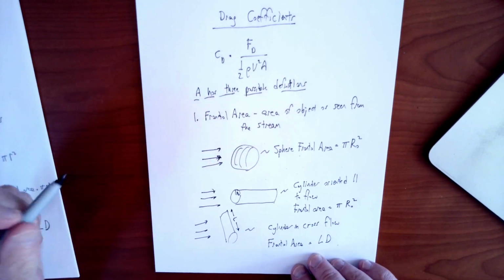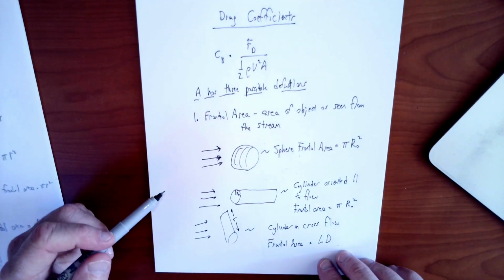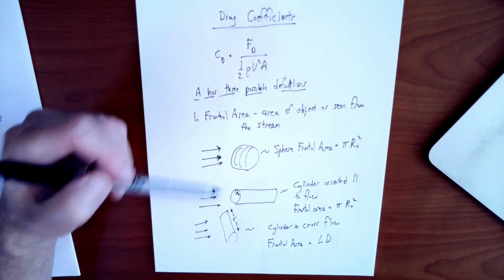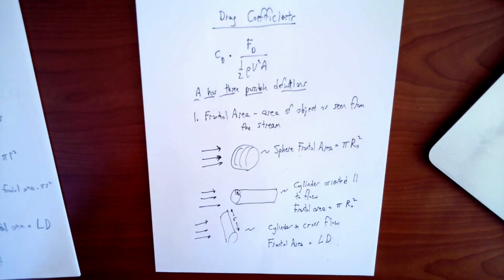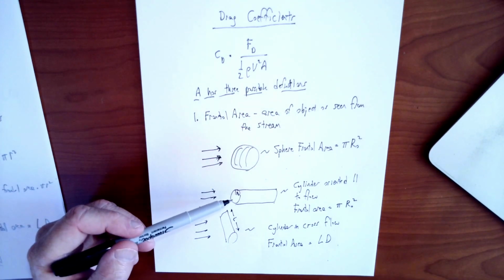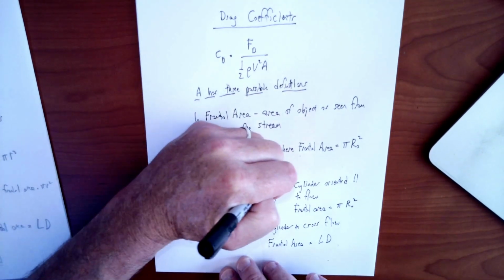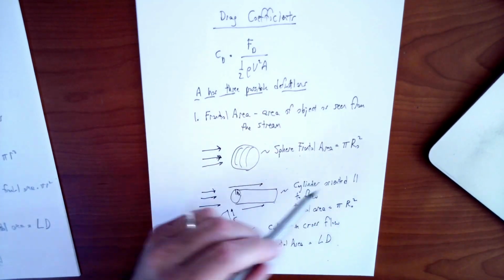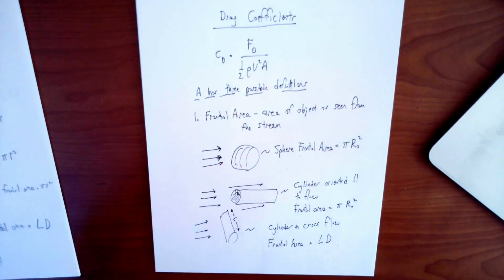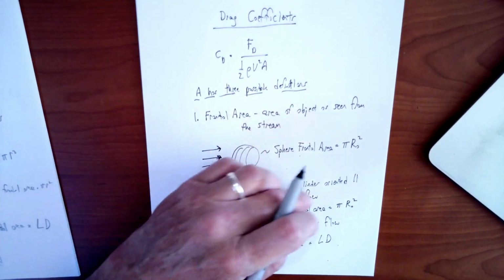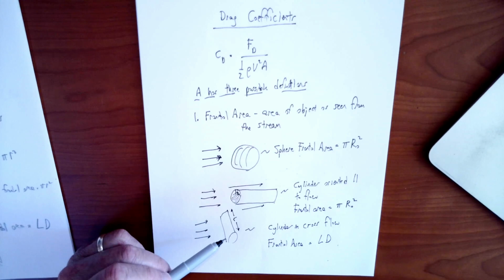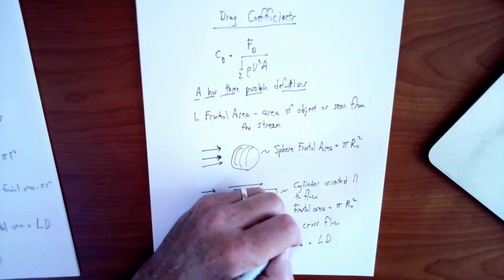Since streams don't have eyes, we can certainly speculate that they don't perceive depth. So when they look at the sphere, they just see a circle, with a pi r naught squared area. If you look at a cylinder oriented parallel to the flow, so the flow travels along the length of the cylinder, we see the same frontal area, pi r naught squared, because the only thing the stream sees is the face facing the flow. It doesn't see anything in the back, so again it's the same frontal area, pi r naught squared.